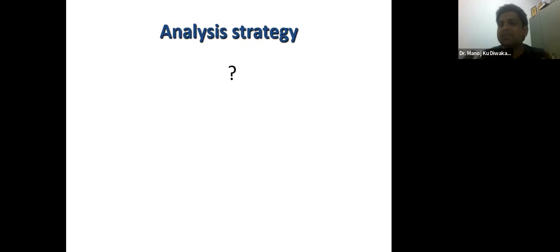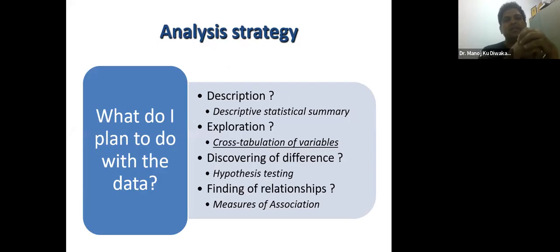First you need to understand your data. How does your data look? Is it really free from errors? So we will do some quality checks of the data, and then I will plan the next part of the analysis strategy, thinking about what kind of analysis I can do. What do I plan to do with the data? First I need to understand how my data looks, so I need to describe it. I need to do descriptive statistics of my data.